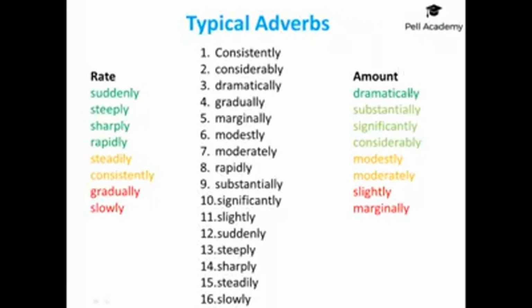Then with amount we have drastically, which is on its own, so I have that in dark green. Then substantially, significantly and considerably, so they are all together again, so they would be big, whereas dramatically would be very big. Then modestly and moderately is kind of like a medium range, and slightly and marginally is small.